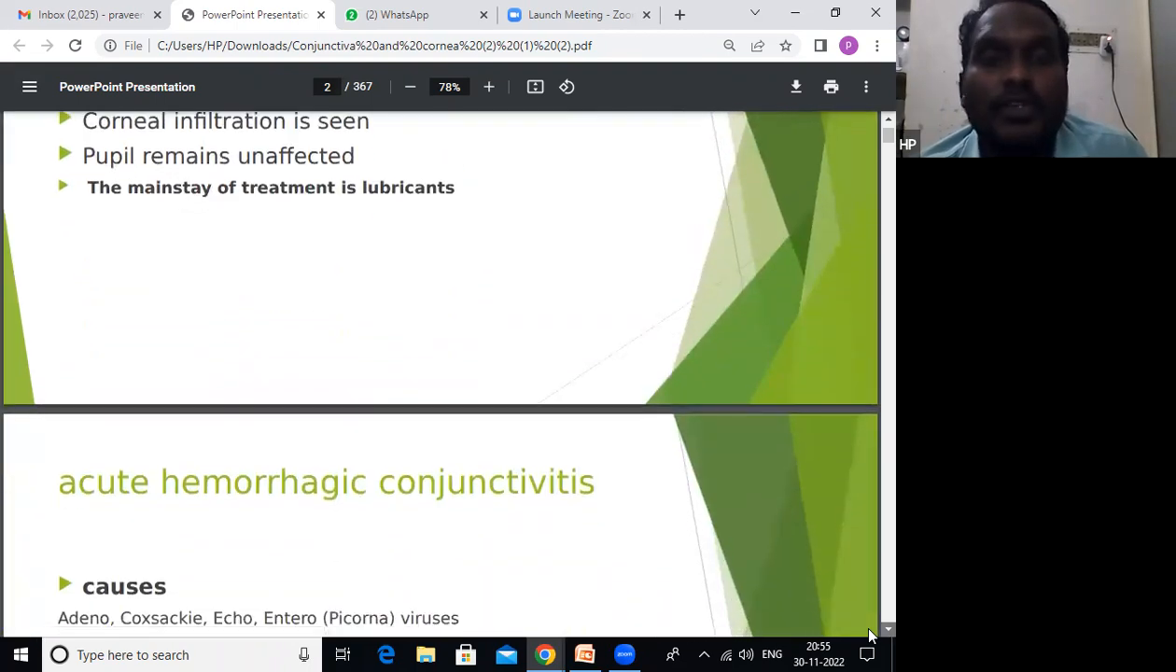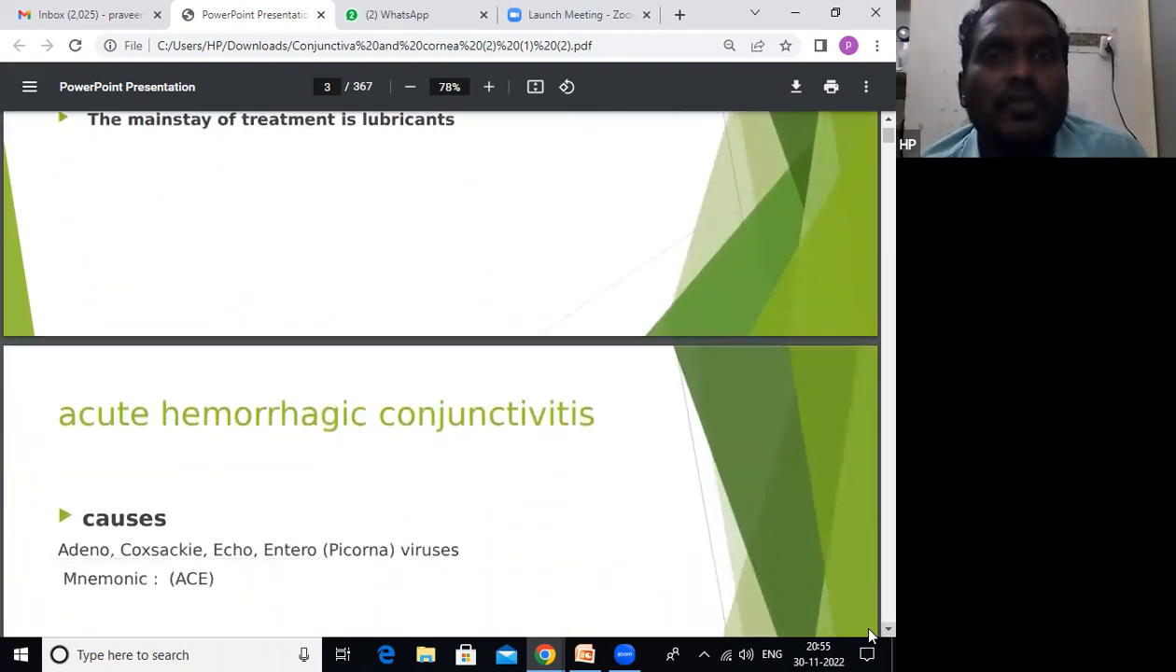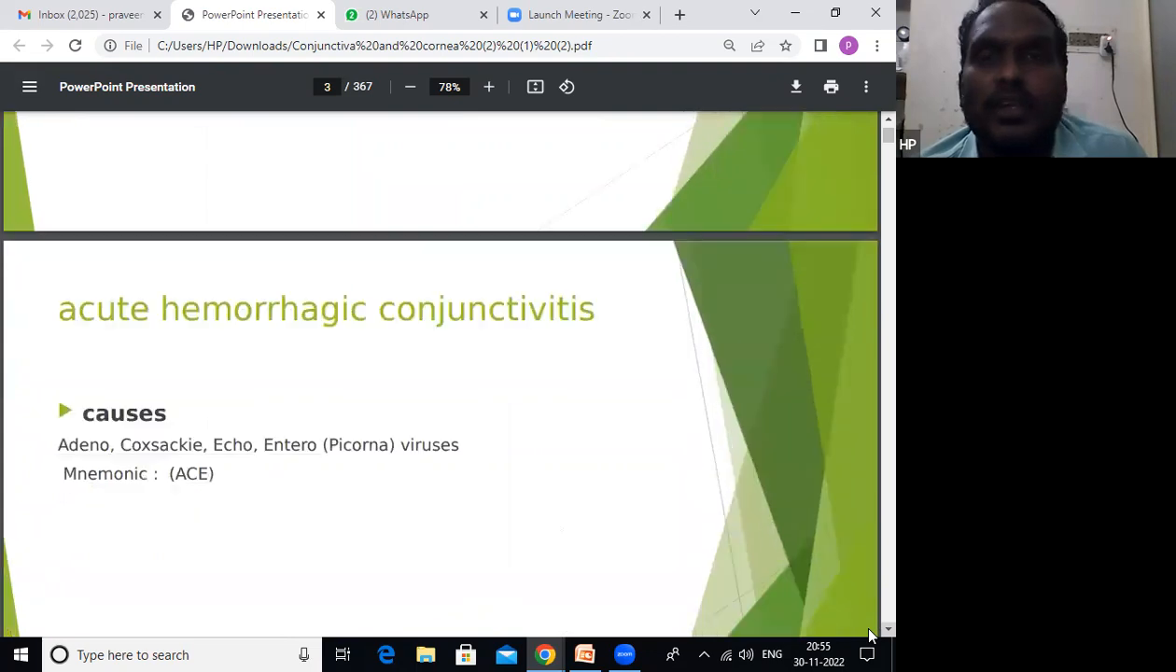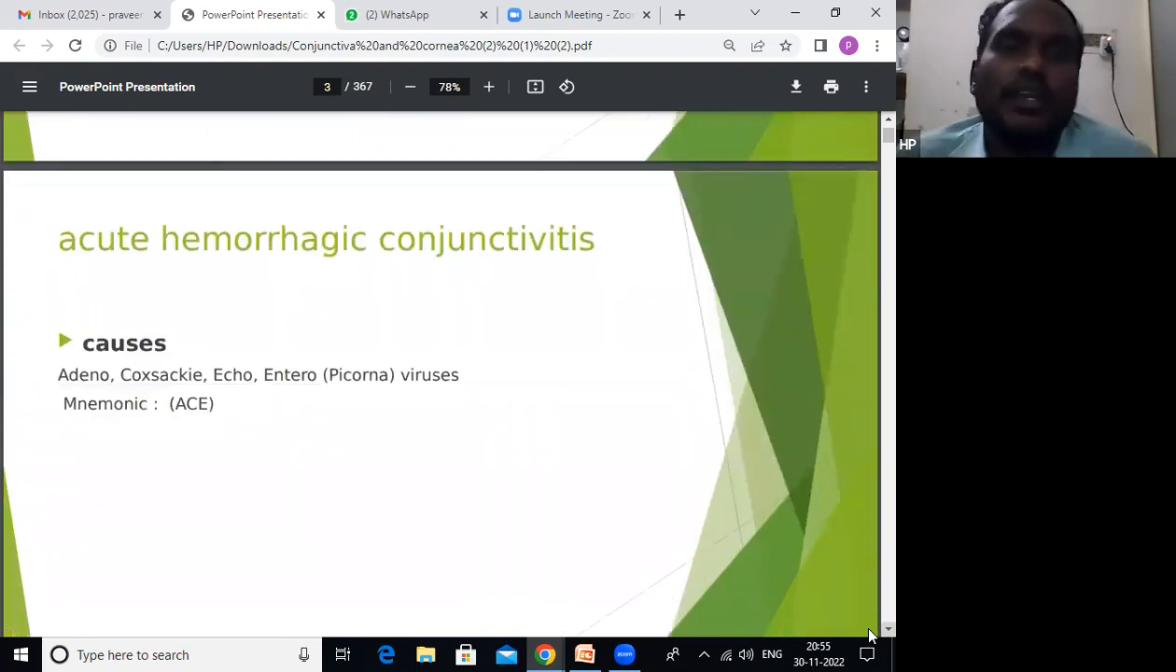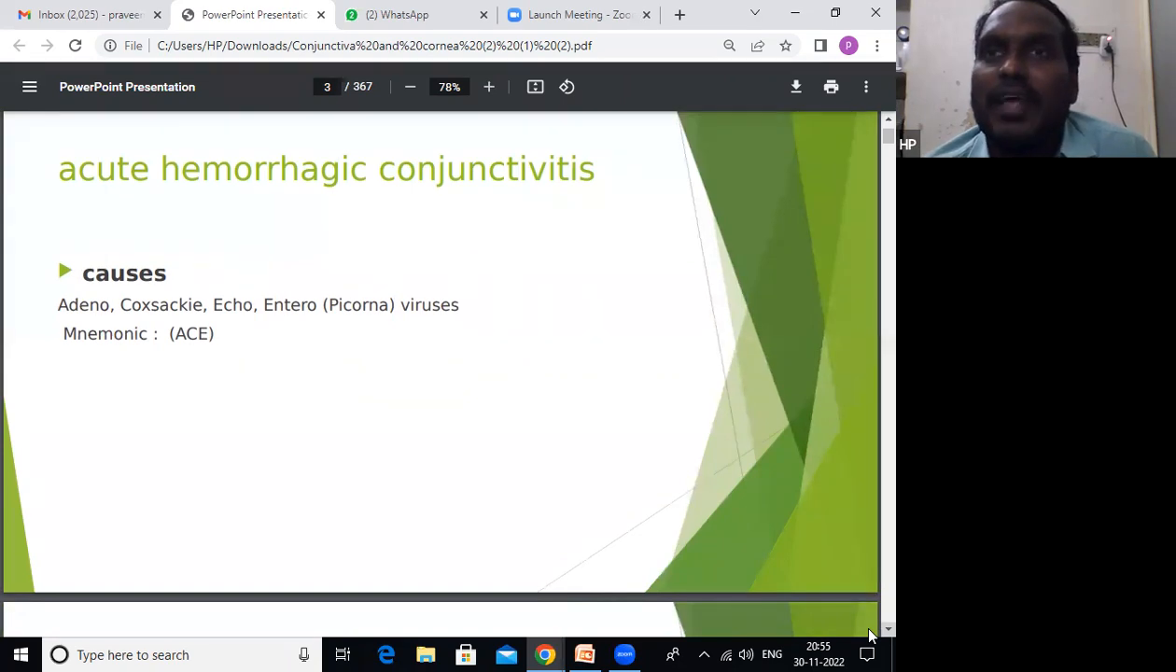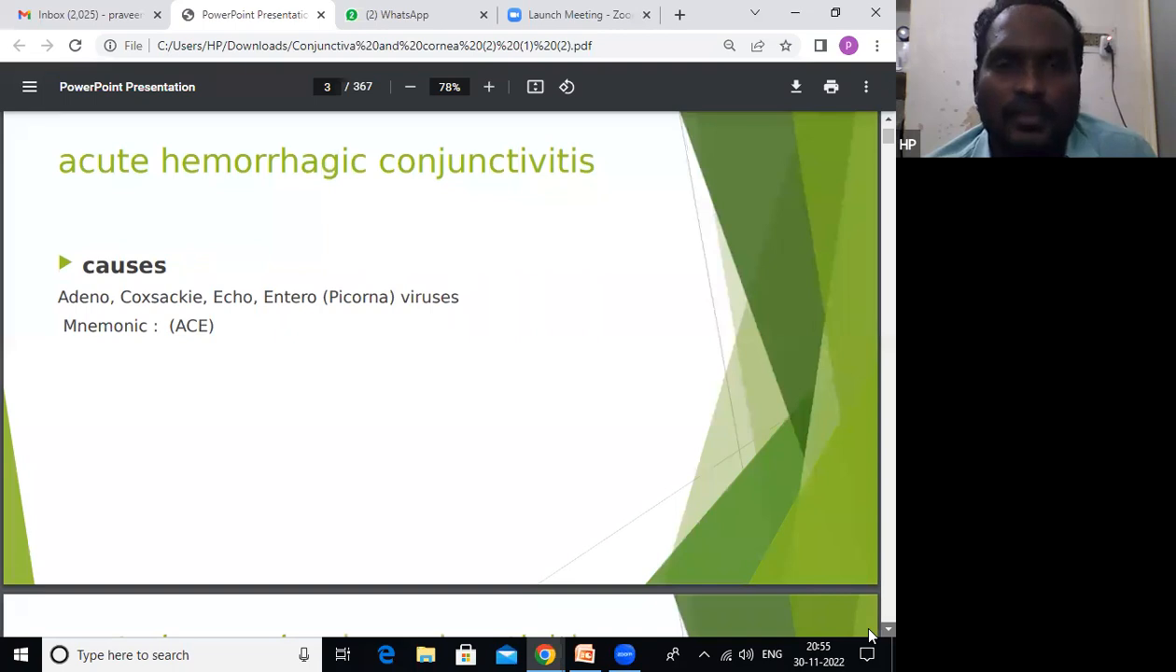Then we have acute hemorrhagic conjunctivitis. We have so many questions on acute hemorrhagic conjunctivitis. The question can be a direct question like, acute hemorrhagic conjunctivitis is caused by. The causes are adenovirus, Coxsackie virus, echovirus, and enterovirus or picornavirus. So remember it as ACE: adenovirus, Coxsackie, echo, and enterovirus.